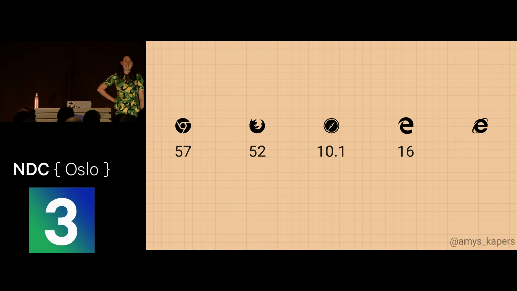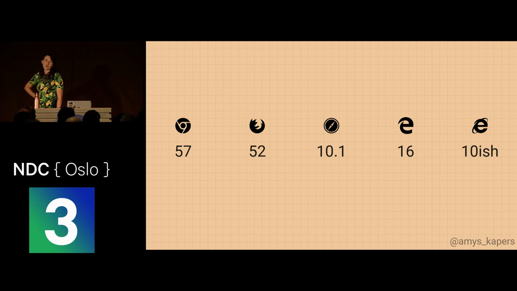So Internet Explorer has had CSS Grid since version 10. Sort of. So Internet Explorer was actually the first browser to have CSS Grid. Way back when we started first talking about it, Internet Explorer started implementing the spec. However, it's changed a lot since then. And so the spec that IE has is really different from the one everybody else has.